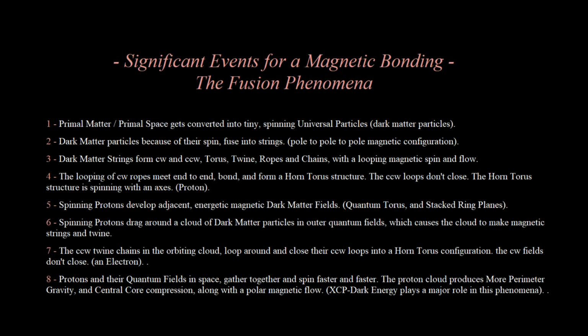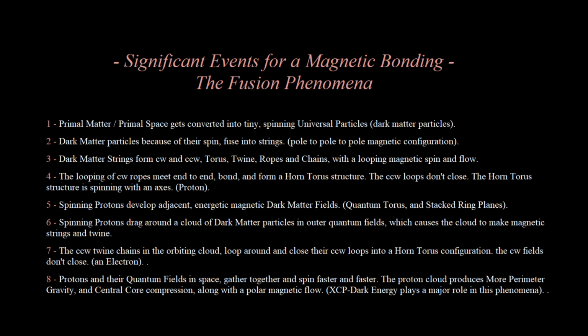3. Dark matter strings form CW and CCW torus, twine, ropes, and chains, with a looping magnetic spin and flow. 4. The looping of CW ropes meet end to end, bond, and form a horn torus structure. The CCW loops don't close. The horn torus structure is spinning with an axis.